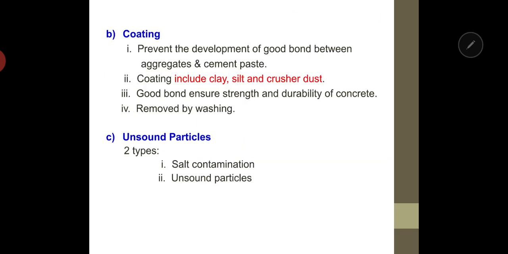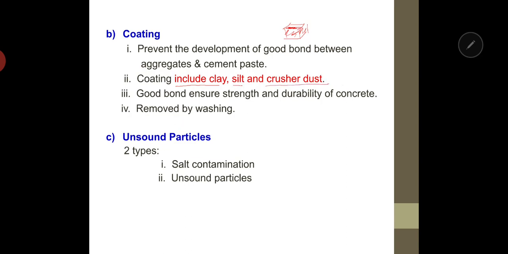Okay, next is the coating. If we have aggregate with coating, it can prevent the development of a good bond between aggregate and cement paste. Okay, remember the surface roughness. If your aggregate has some coating at the site, it can affect the bond with cement paste. That coating includes clay, silt, and also crusher dust.